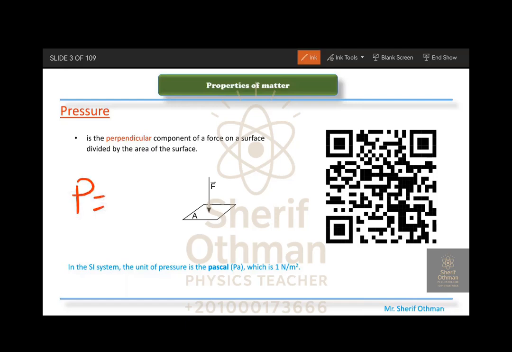As we said, the pressure is equal to force over unit area. As the area decreases, the pressure increases. So the high heel provides a very small area which makes the pressure very high.